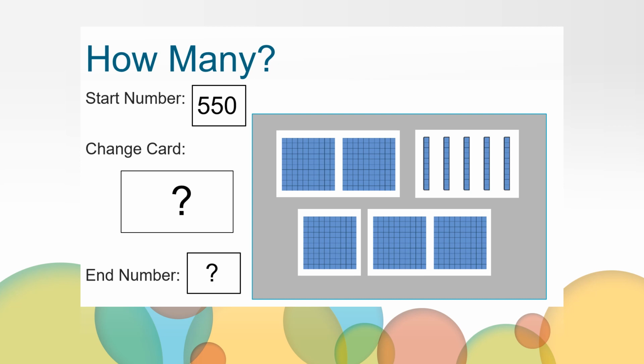Our new start number is 550, which is already drawn on your paper. Let's see what the change card tells us to do this time. Subtract 100. Can you make a prediction about what our new number will be? How will the digits change in our number? Go ahead and do your thinking now.